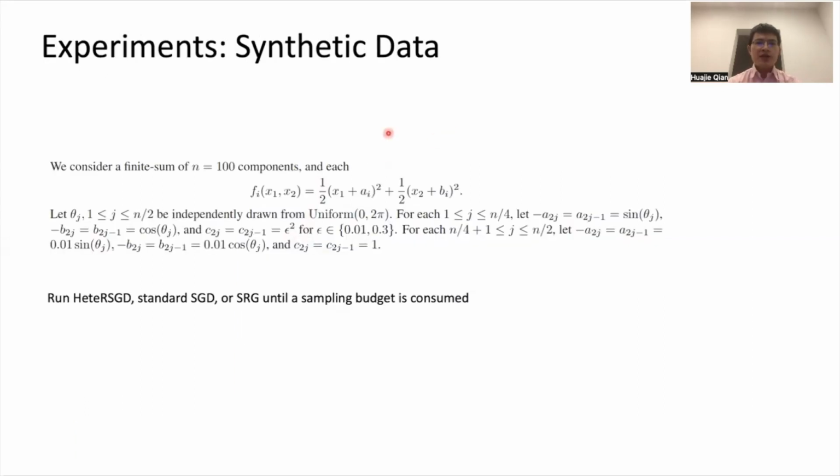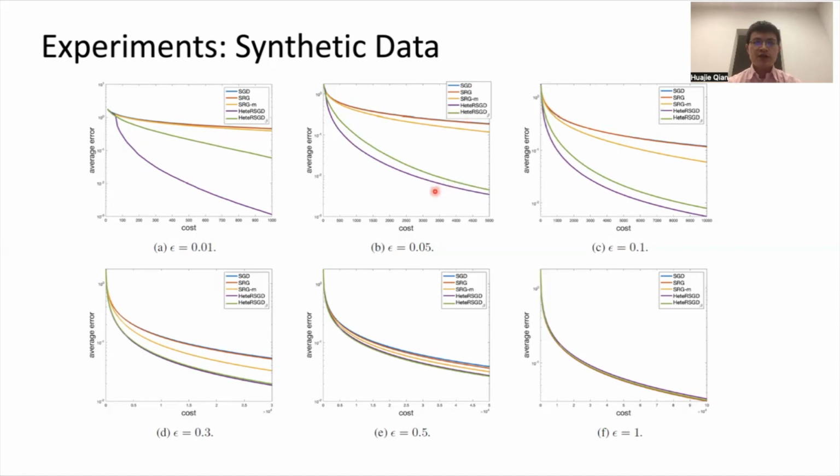So here we provide some experimental results. We first show you some results on synthetic data. So here we set some of the sampling costs to be epsilon squared and some to be equal to 1. So in this case, if we use a small epsilon, the heterogeneity level will increase. Okay. So here's our result for different values of epsilon. And here we plot the solution error in relation to the total sampling cost in each case. And you can see that as epsilon value decreases from 1 to 0.01, the advantage of our algorithms compared to existing SGD variants becomes more and more significant.